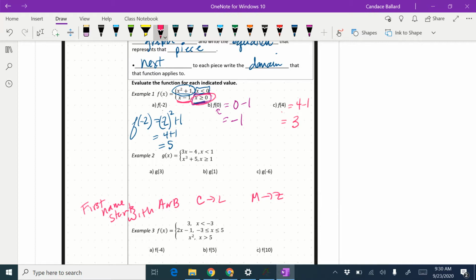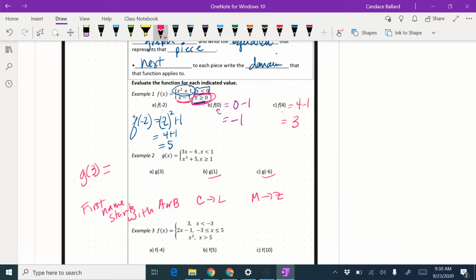Okay, so here's what we're going to do. We're going to try something a little bit different. I just came up with this idea. I want to check where you are in the chat. When you type it in, you need to type g of 3 equals whatever the answer is, g of 1 equals whatever the answer is, or g of -6 equals whatever the answer is. But you're only going to do one. You have to do the one you're assigned.